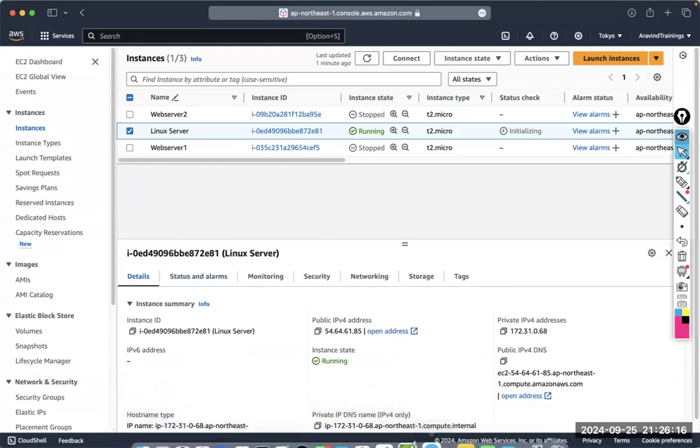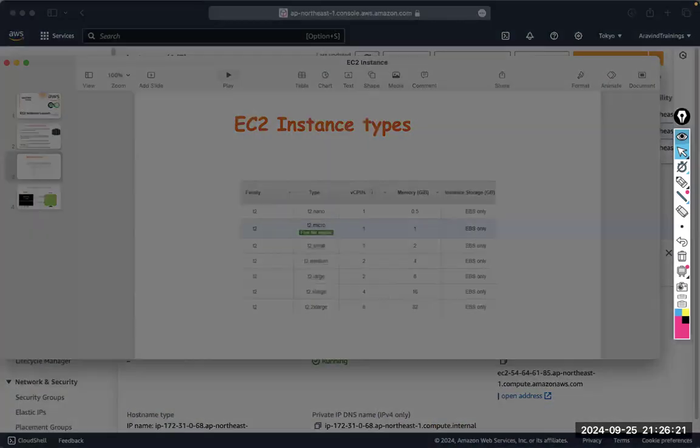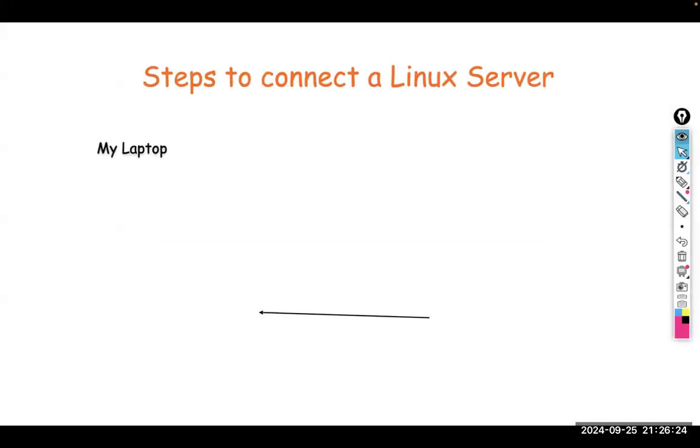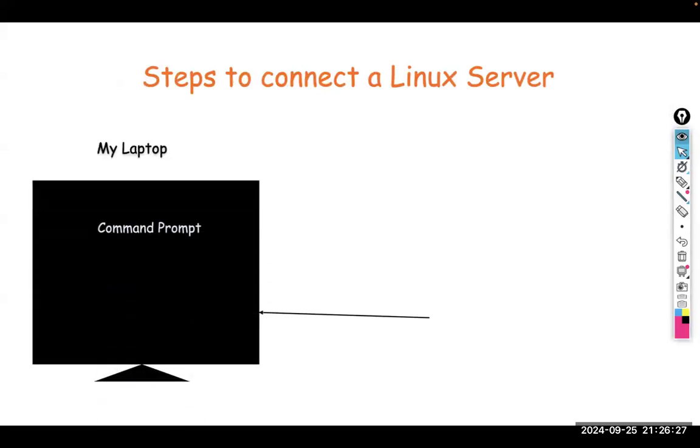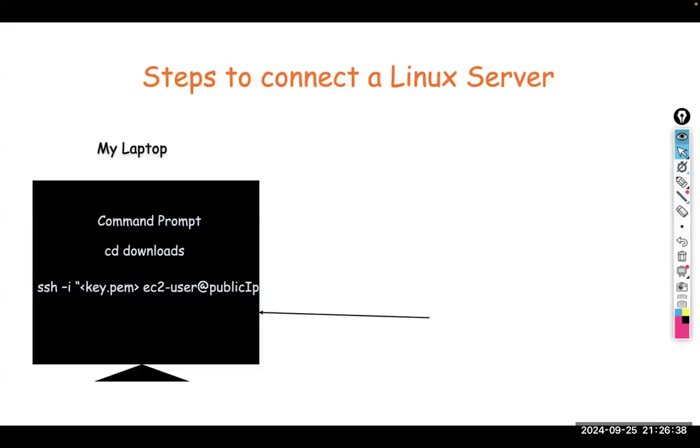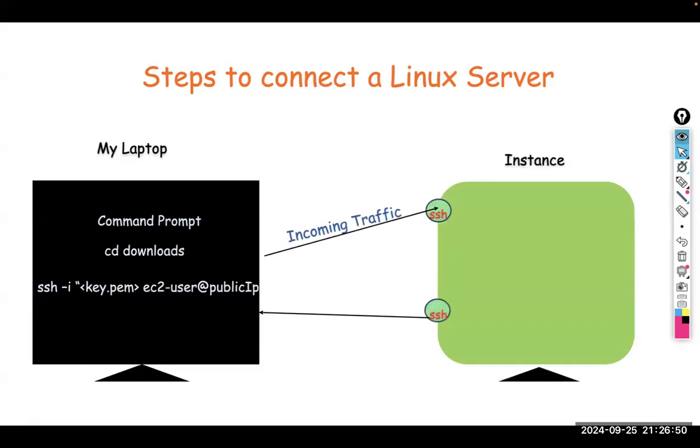Once you launch an EC2 instance, then what do we need to do? We need to access this machine next. How are we going to access it? First, from your laptop, you need to open command prompt. You need to switch the path, CD downloads. Then enter this command, SSH space -i, the key pair name, that username and public IP address. Then your request will go through the SSH port. You will be able to access this instance. So these are the steps for connecting to any EC2 instance.